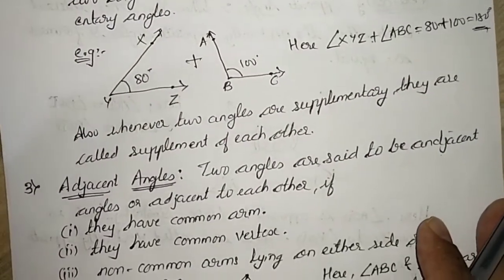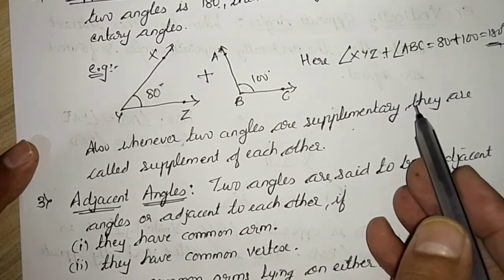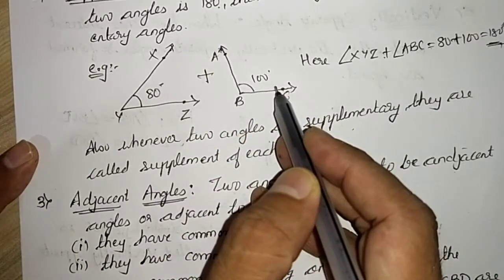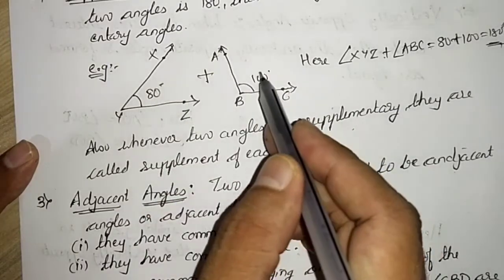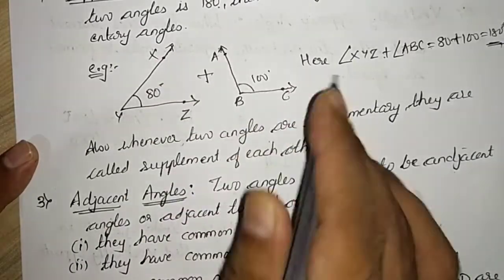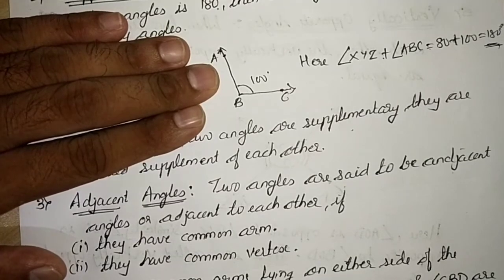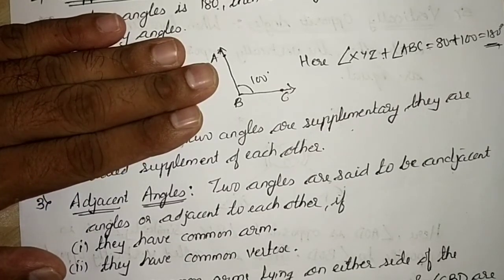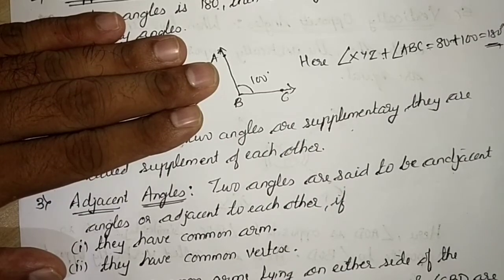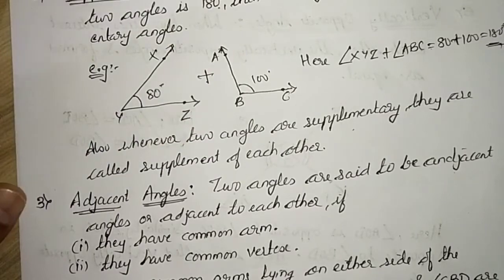Like complementary angles, two angles, if they are supplementary, are called supplements of each other. That is, ABC is the supplementary angle of XYZ, and XYZ is the supplementary angle of ABC. If one angle is given and they ask you what the supplement angle of angle ABC is, you will say 80 degrees, because we will do 180 minus 100, so we will get the answer.